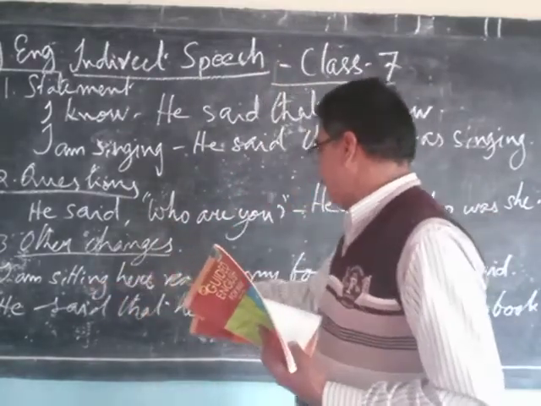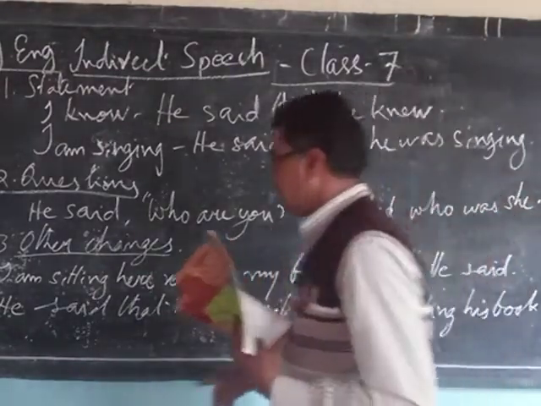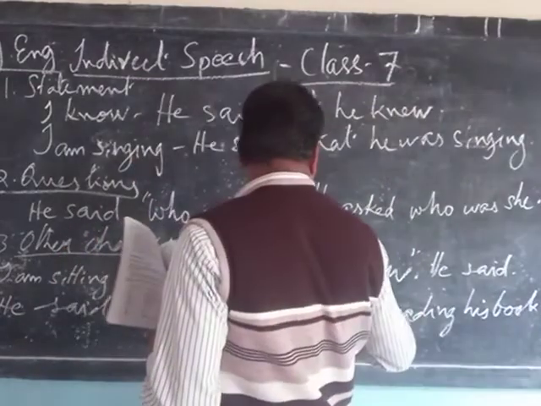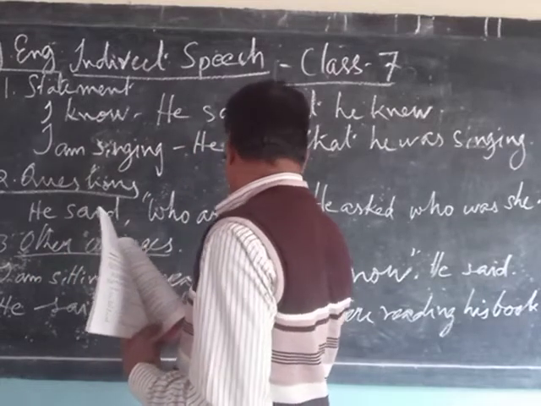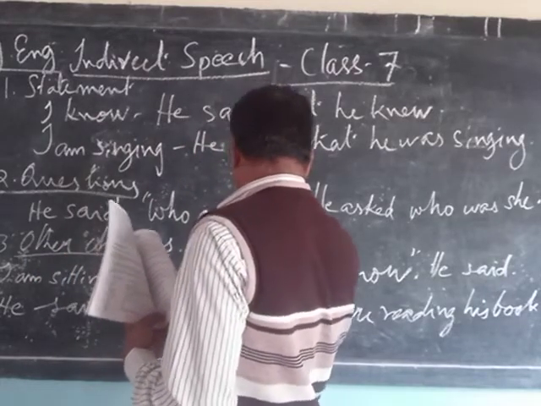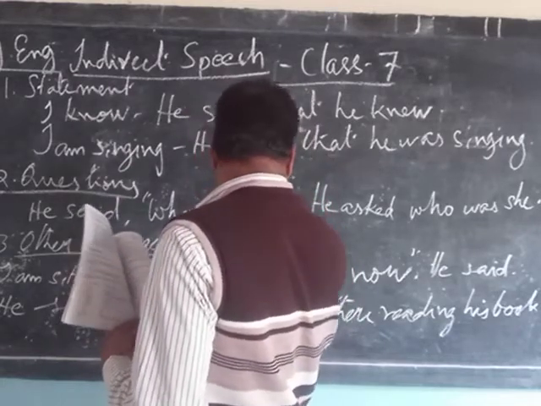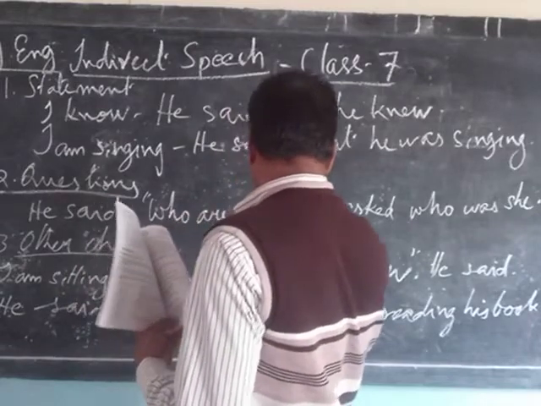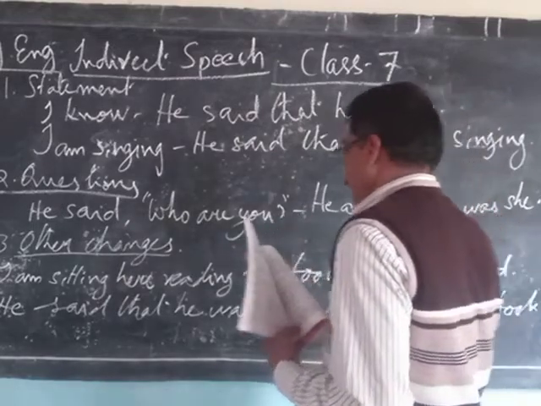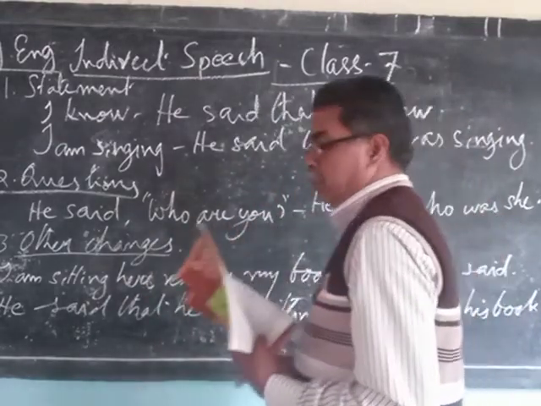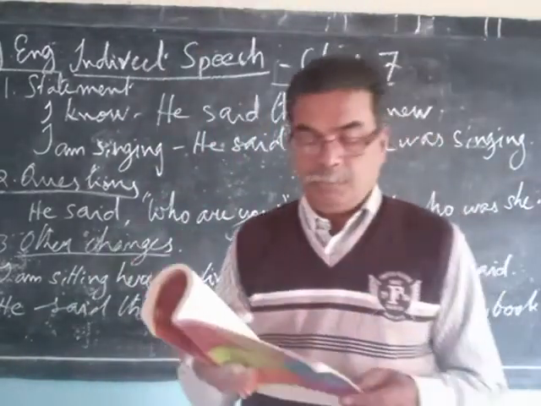I am sitting here reading my book now, he said. Now in these changes that take place, he said that I is changed into he, my book changed into his book, was reading, and now changed into then. Here is changed into there. So these changes take place when we change a direct speech sentence into indirect speech.